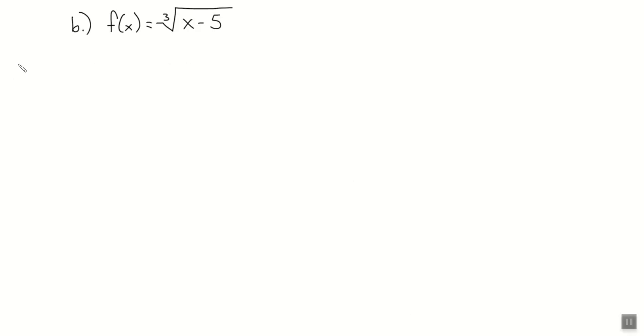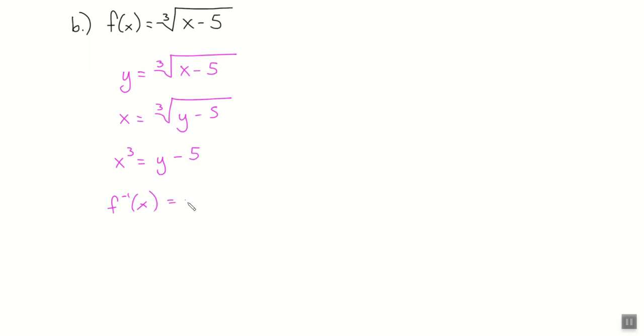Help me out here. What do I do? Change it to y. So y equals the cube root of x minus 5. Now we'll switch them. x is then equal to the cube root of y minus 5. Cube both sides. x cubed is now equal to y minus 5. I'm going to add 5 and switch it again. f inverse of x is then equal to x cubed plus 5. Is everybody cool with this? Is this super duper challenging to do? No.